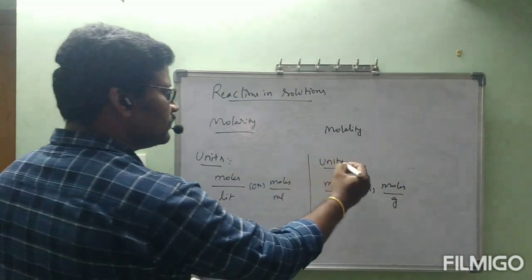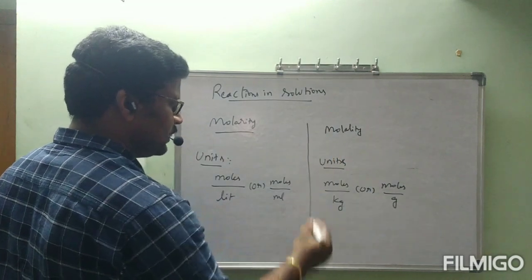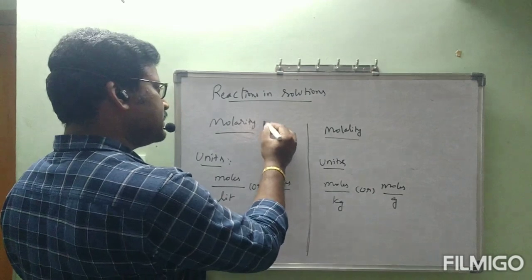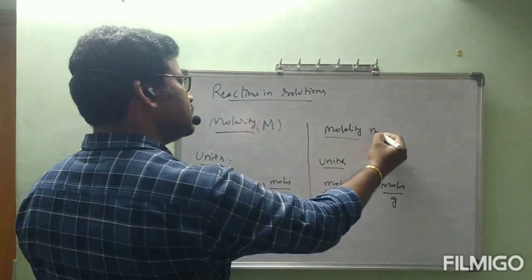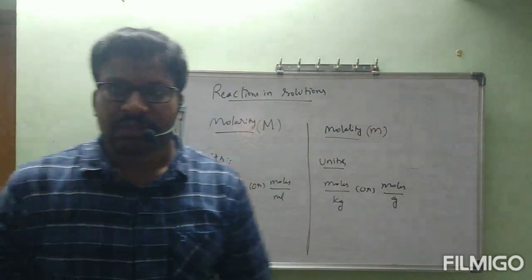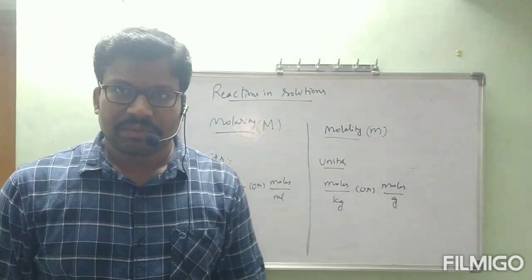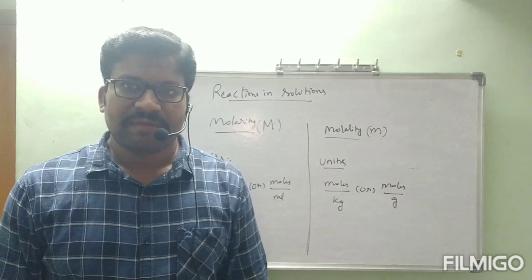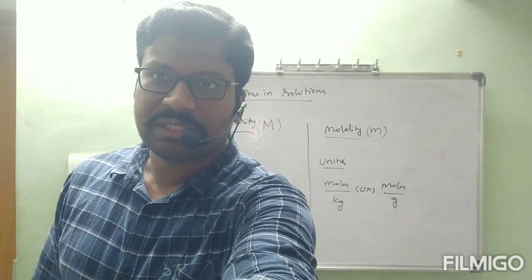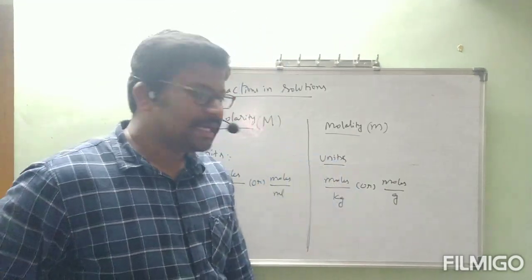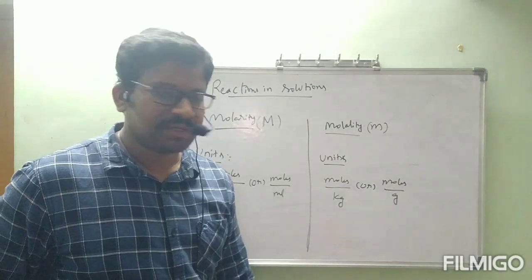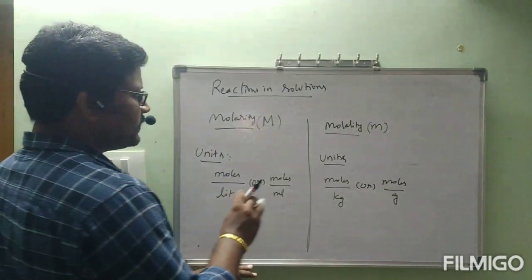These are the units of molarity and molality. Note down clearly. Molarity is represented by capital M. This is represented by small m. Okay, this is about the first two terms. After that we will go through the next two terms, those are mole fraction and weight percentage. Let us continue, the second definition is completed now. We will go to the third definition.